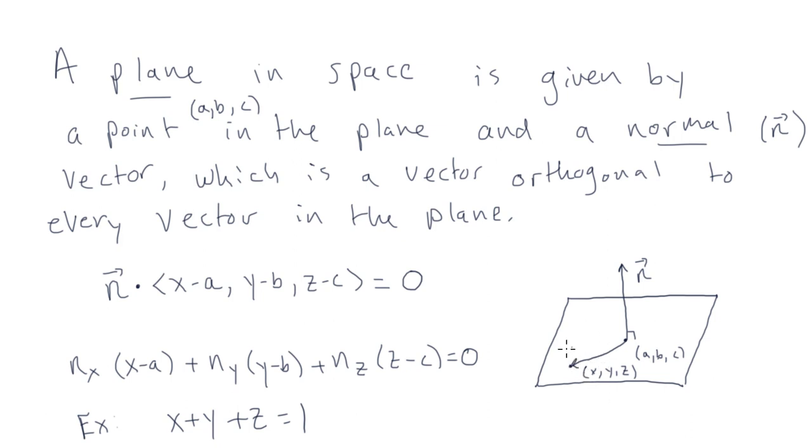And so I want to take these vectors rooted from a, b, c. So this is this vector x minus a, y minus b, z minus c, right here. And I want all of these such vectors that when I take the dot product with n, I get 0. And then I expand out, and this is exactly what I get. So this is the equation of the plane.